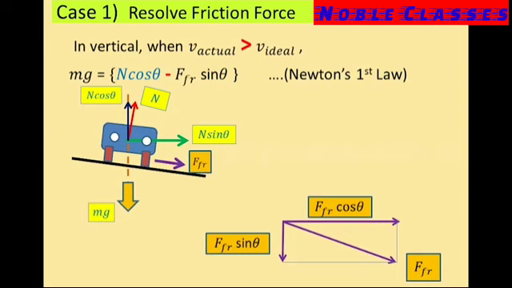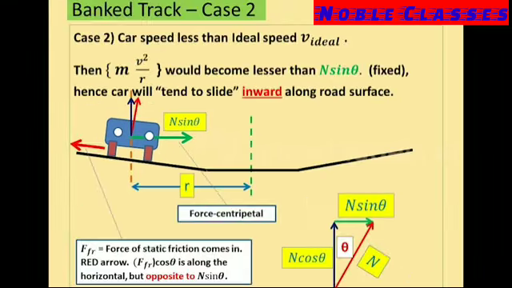So just add them onto the car body sketch. mg, which is acting downwards, has also got a partner, F sin theta, acting downwards. Therefore, you have the equation as shown on the top.